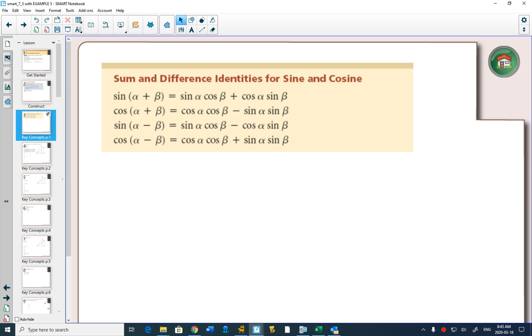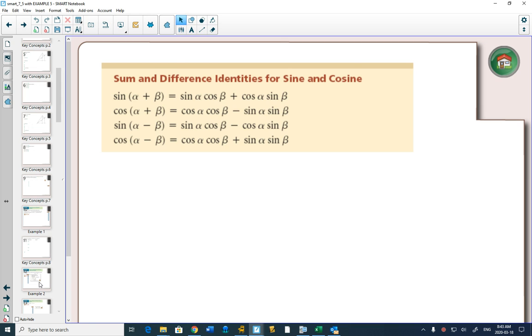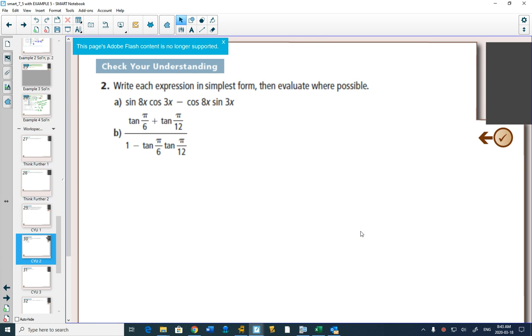So this unit does use your unit circle a lot as well, but like I said, you're allowed to use your pie plate for this unit. Okay, so with that in mind, we are actually going to start with example number 2. And with example number 2, I'll bring it to you.